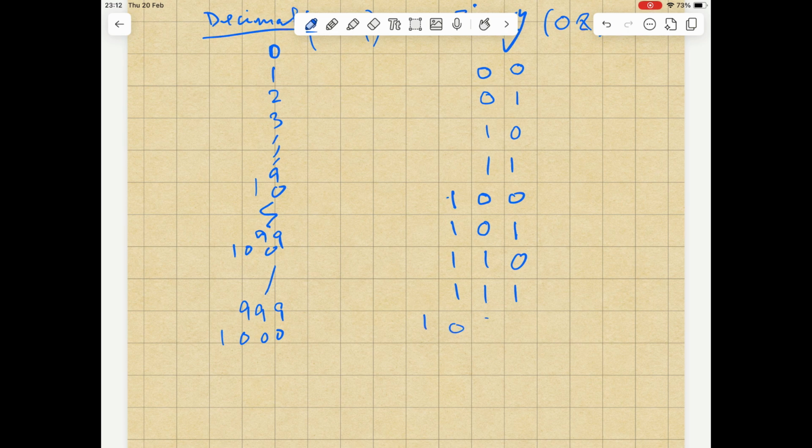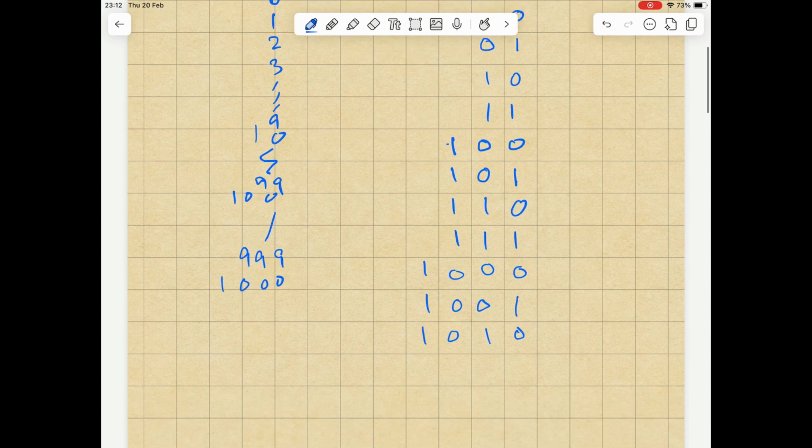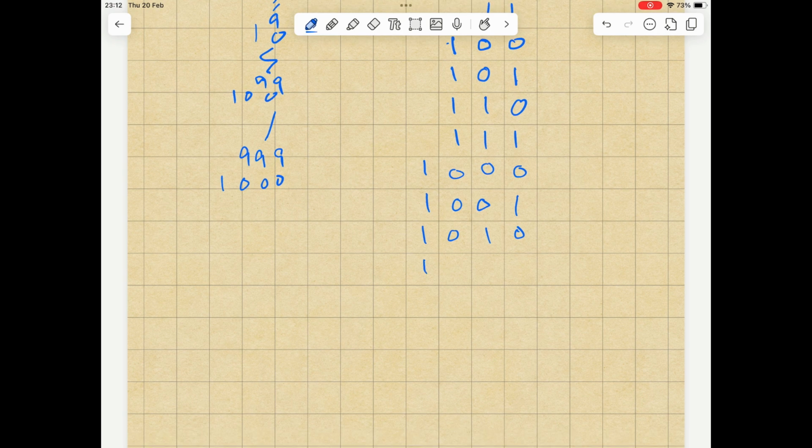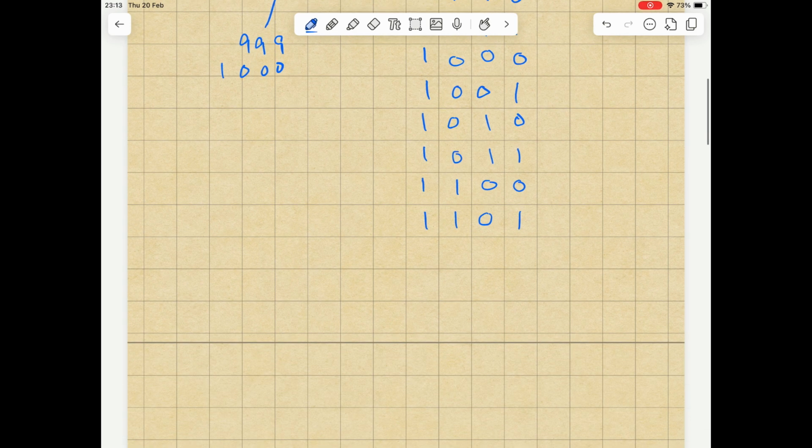When they all go 1, 1, 1, we move one more digit there. And then it goes 1 0 0 1. And then 1 0 1 0. And then 1 0 1 1. And then the third digit becomes 1, and those go to zeros.